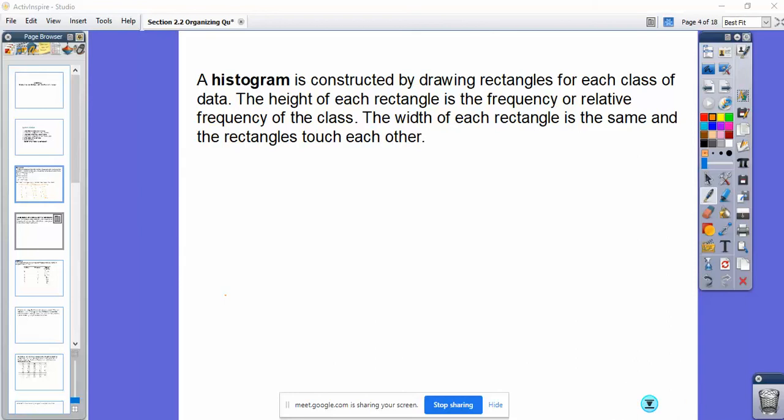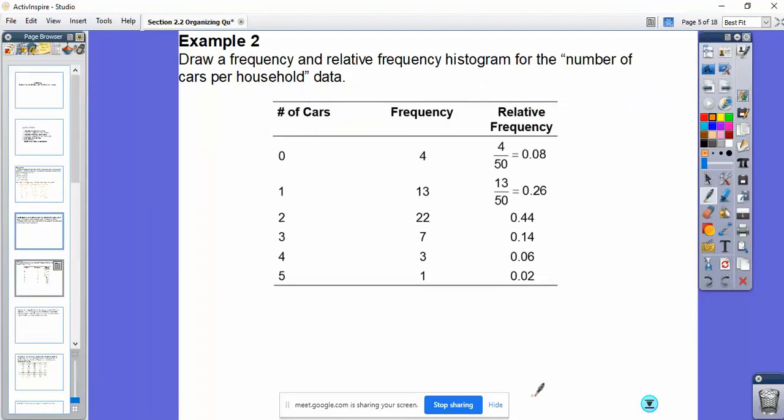So get that definition down. This was what we just looked at on our data. We had a number of cars, recorded frequencies, and relative frequencies. Let's make the histogram to go with it.